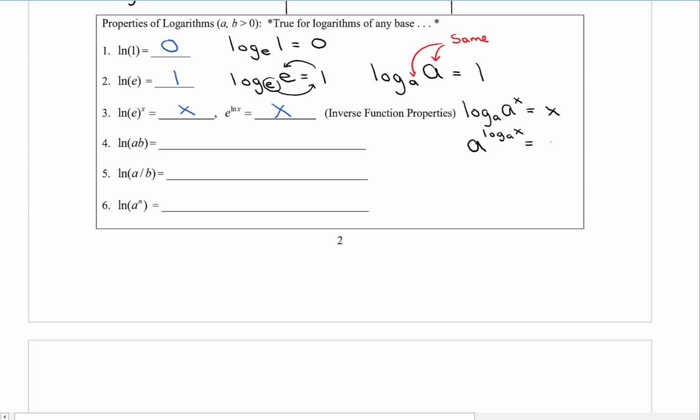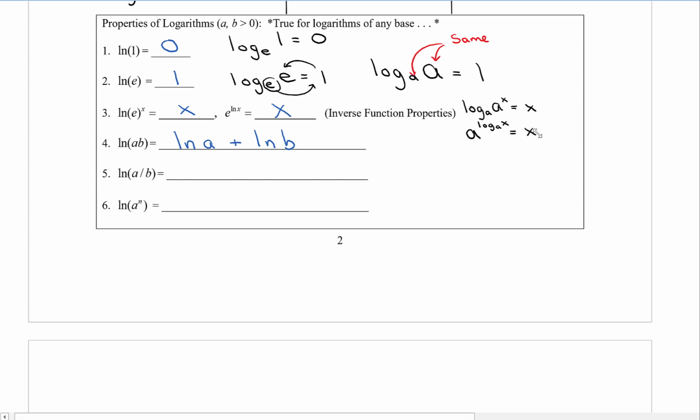Number 4, this property represents that the log of a product is equal to the sum of the logs. So the natural log of the product a times b is going to be equal to the natural log of a plus the natural log of b. Now I'm going to take the work that I did above here for the inverse function properties.